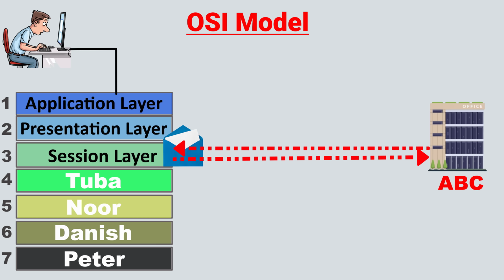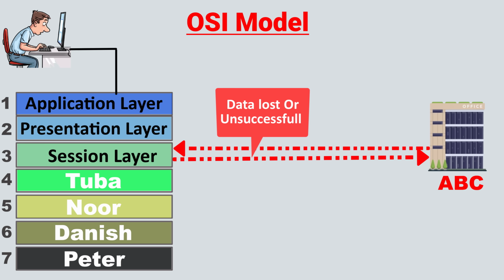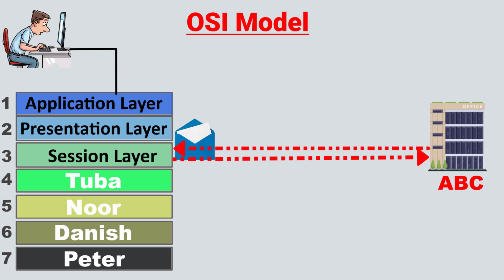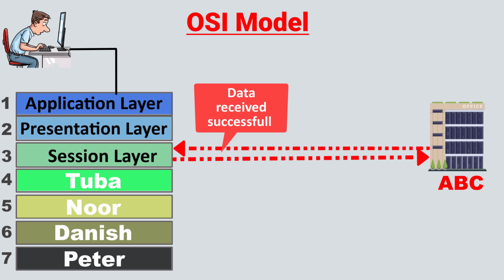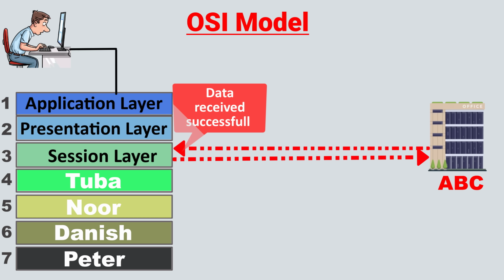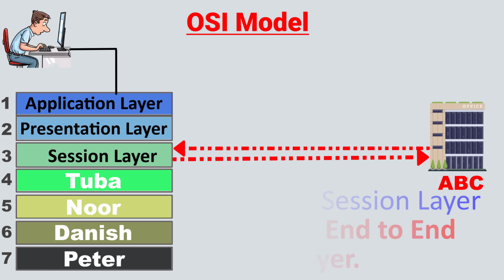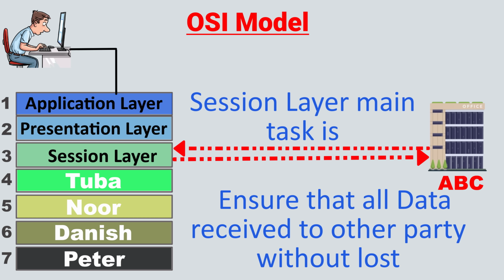receiver. Both session layers stay connected until all data is received by the other party, and if some data is lost, the sender gets a message from the receiver end that data was lost or unsuccessful. And if the receiver end receives all data, then the session layer gets a reply that data was sent successfully. That's why the session layer is also called the end-to-end layer. So the session layer's main task is to ensure that all data is received by the other party without loss.